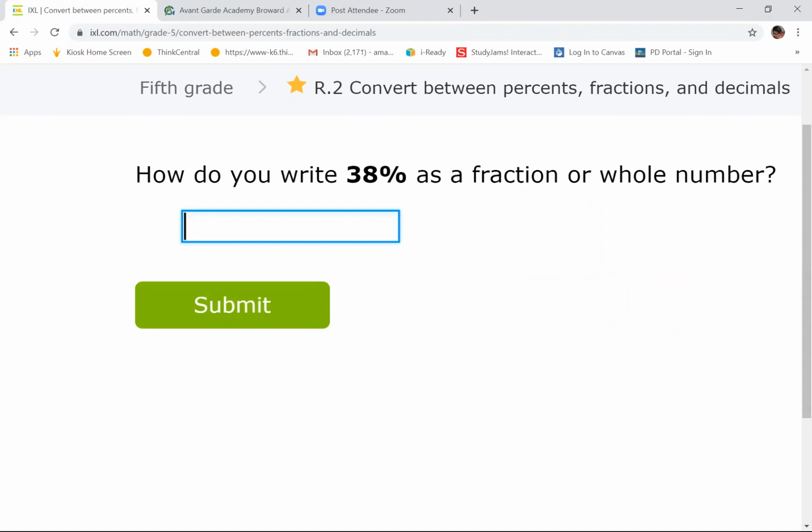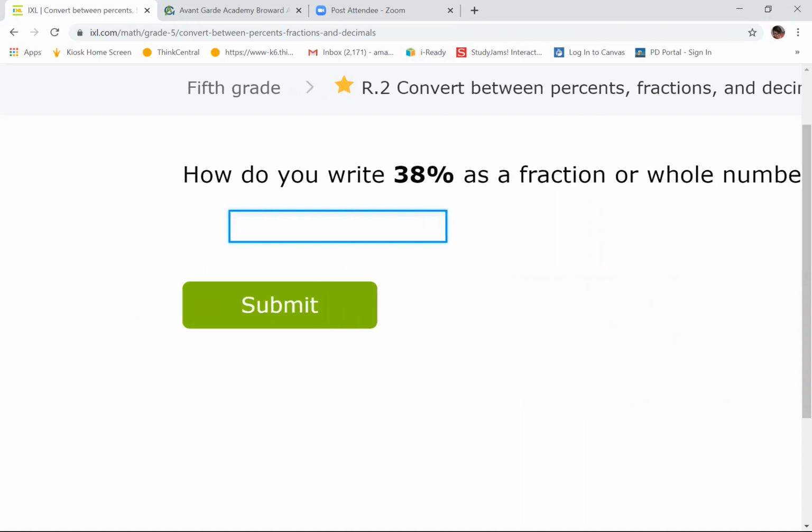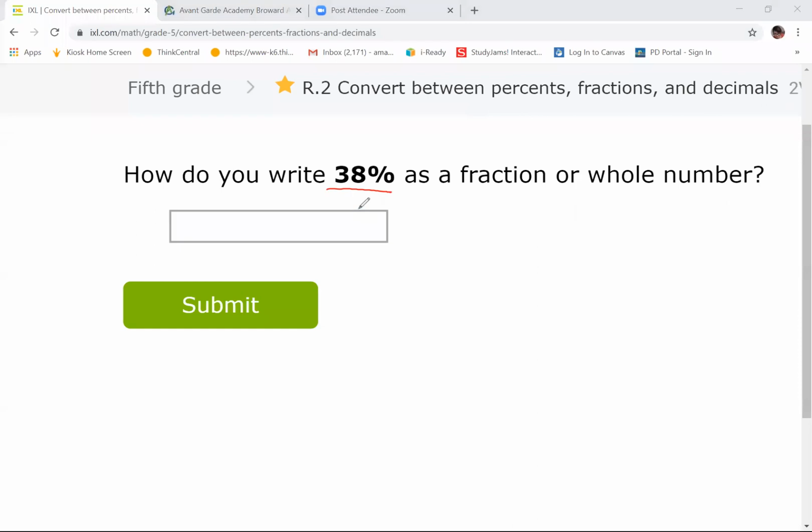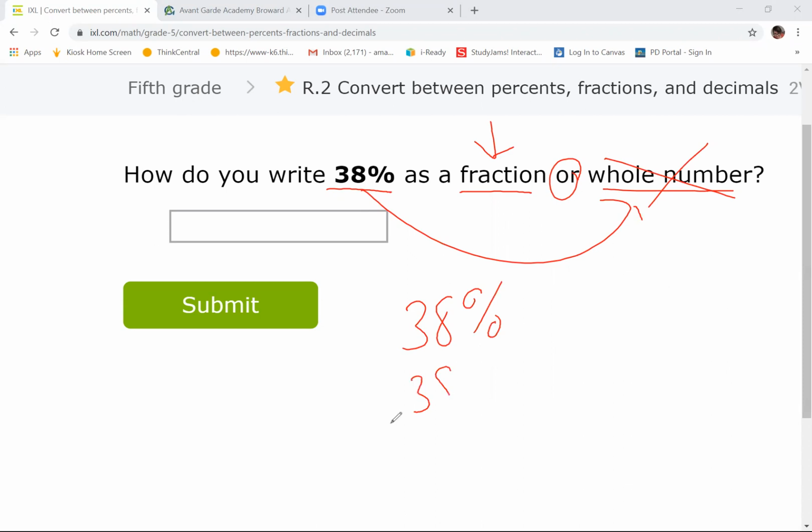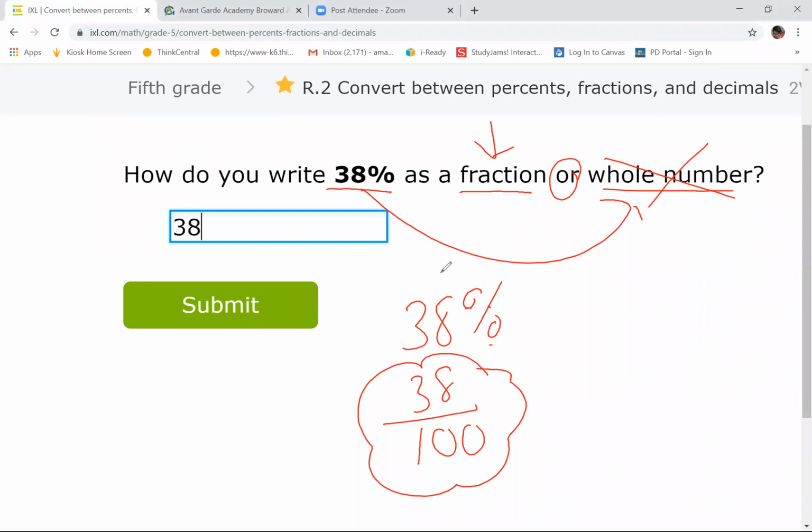Okay, how do you write 38% as a fraction or a whole number? Can I turn this into a whole number? I can't, because it's 38 little pieces out of one whole. It's not a whole number, so I have to write it as a fraction. 38% means 38 out of 100. 38, and right underneath the question mark, that's the slash, and then 100.